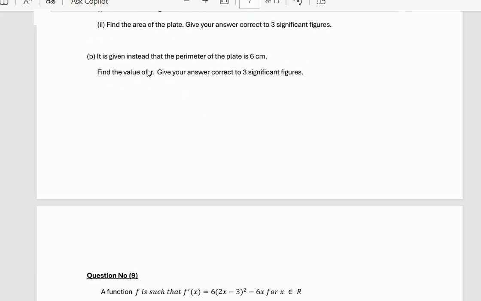Give your answer correct to three significant figures. For part B, it is given instead that the perimeter of the plate is 6 centimeters. Find the value of r. Give your answer correct to three significant figures.